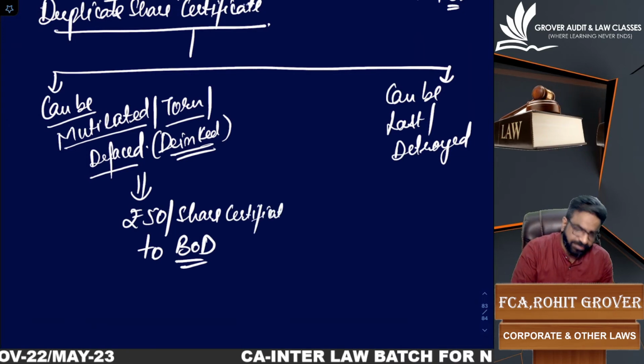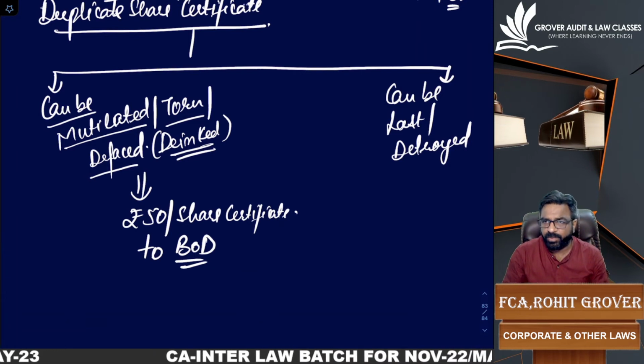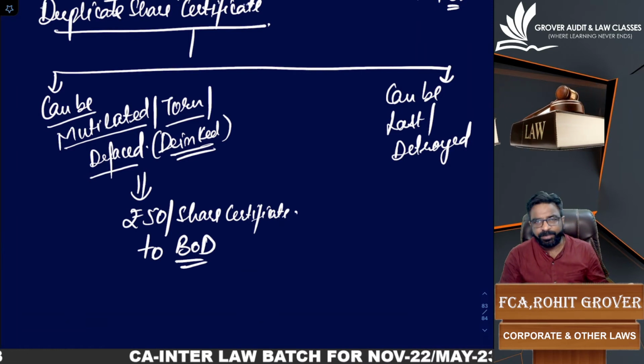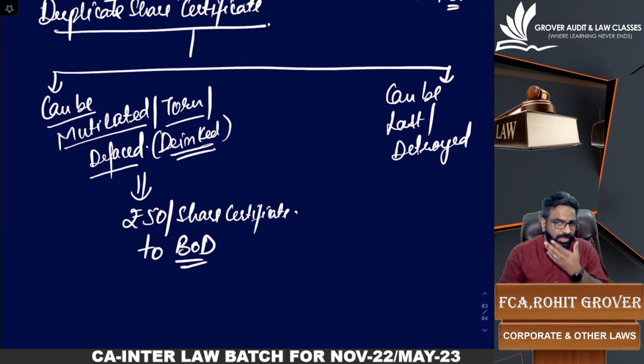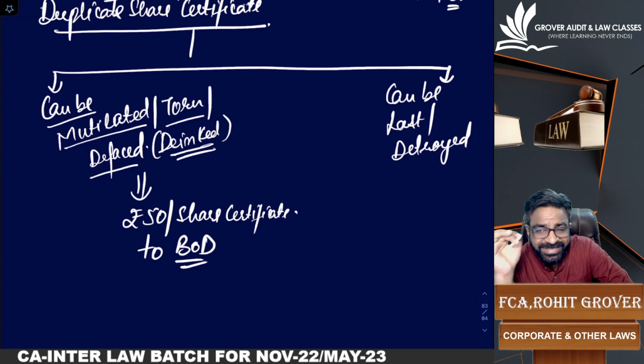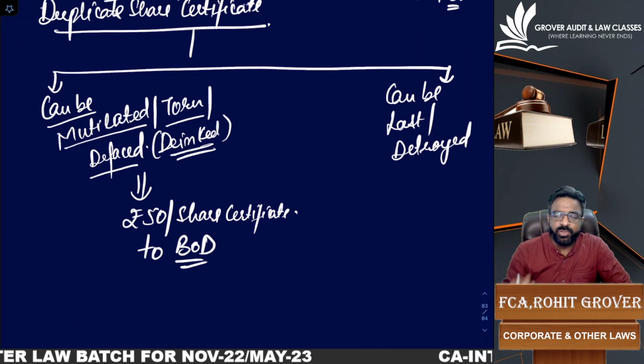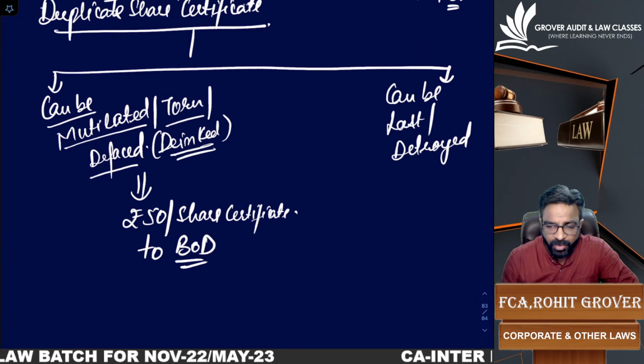So how many share certificates do you want? Into 50 rupees per share certificate you have to pay to the board of directors, and within a short period of time they will issue you the duplicate share certificate. But tell me one thing, in case your share certificates are lost or destroyed, do you have something to surrender or nothing to surrender?